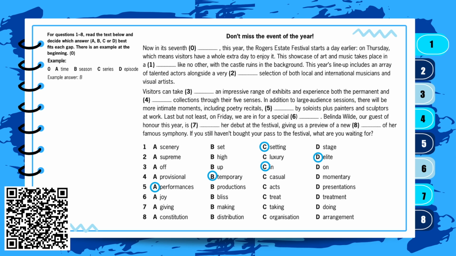The word "productions" refers to a specific creation or work, and it is not appropriate to describe the events taking place in this context. The word "acts" is typically used to describe a specific segment of a performance, such as a comedy act or a musical act, and it is not appropriate to describe the events taking place in this context. The word "presentations" refers to the act of presenting something to an audience, but it does not accurately describe the events taking place in this context, which are more focused on performance and artistic expression.